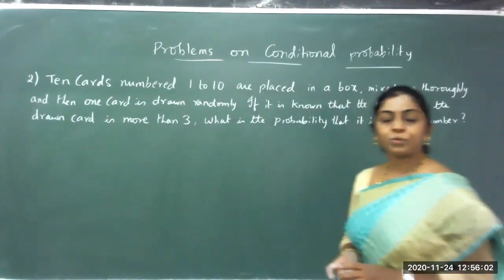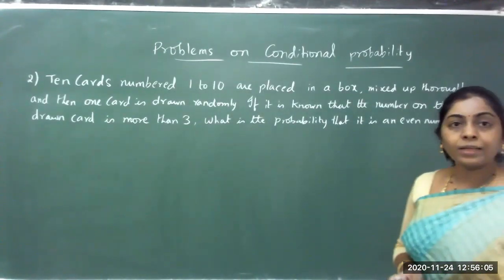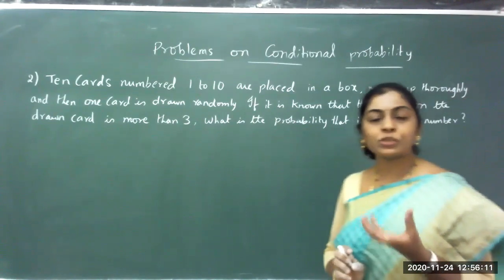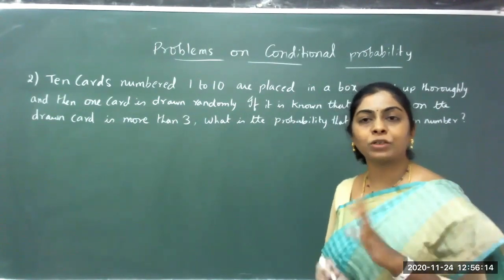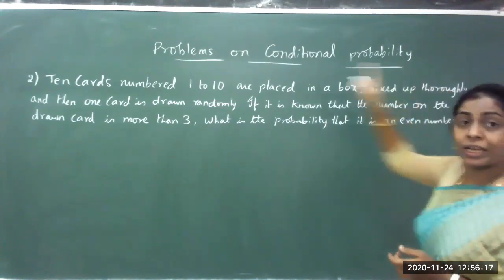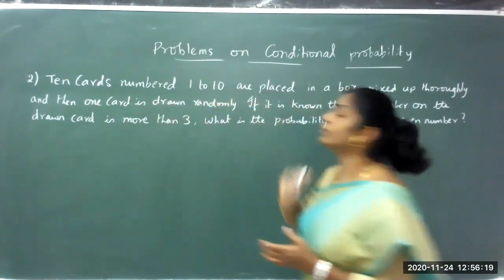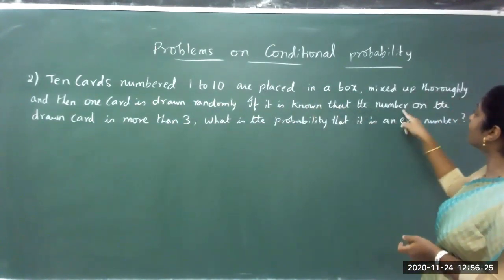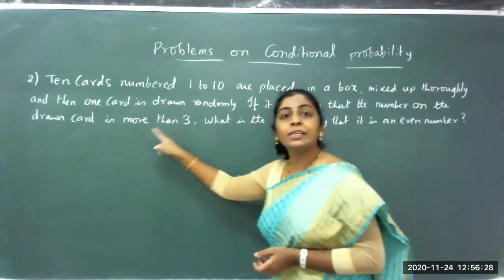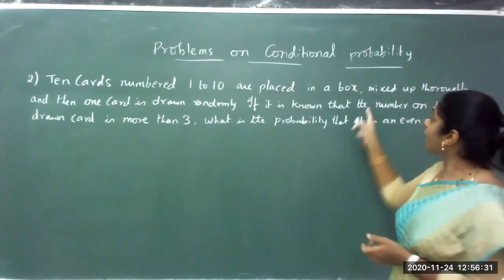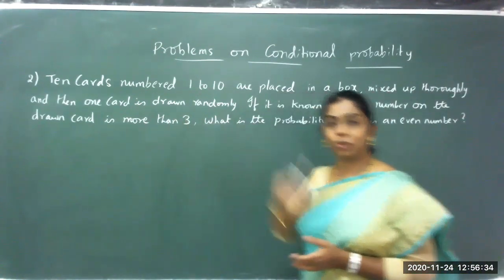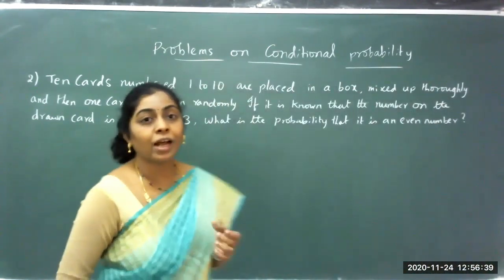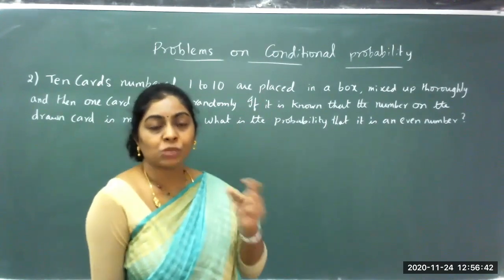In today's class, we'll continue with a few more problems on conditional probability. Cards numbered 1 to 10 are placed in a box, mixed up thoroughly, and then one card is drawn randomly. If it is known that the number on the card drawn is more than 3, what is the probability that it is an even number? So there are 10 cards placed in a box, 1 to 10.